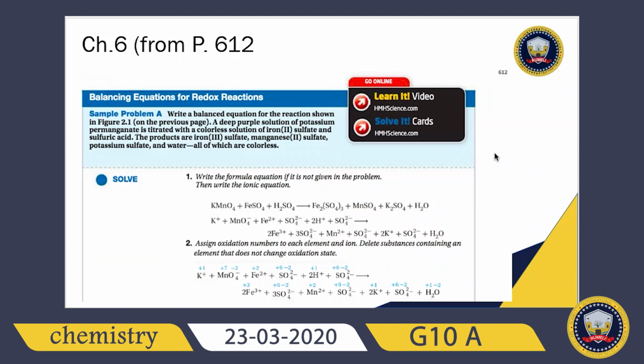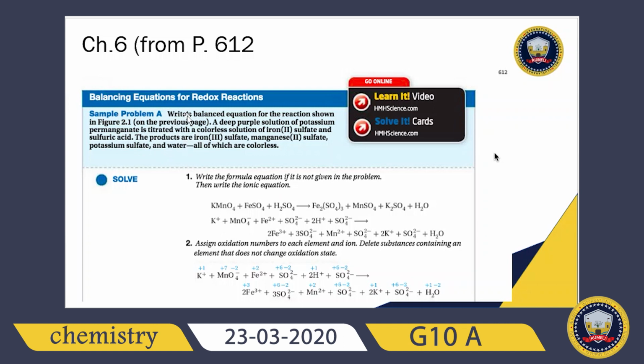As I told you before, in the previous lesson, we took the steps. Now we will take an example on them. So here, chapter 6 from page 612, please study very well and focus with me very well because now it is very important. You have to know how to solve this sample problem. So now, sample problem A, balancing equations for redox reactions.